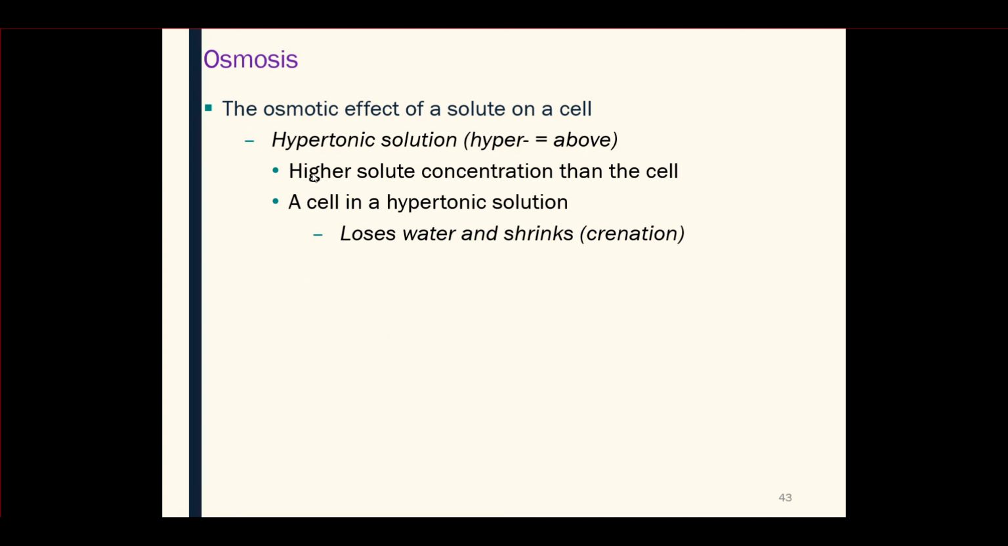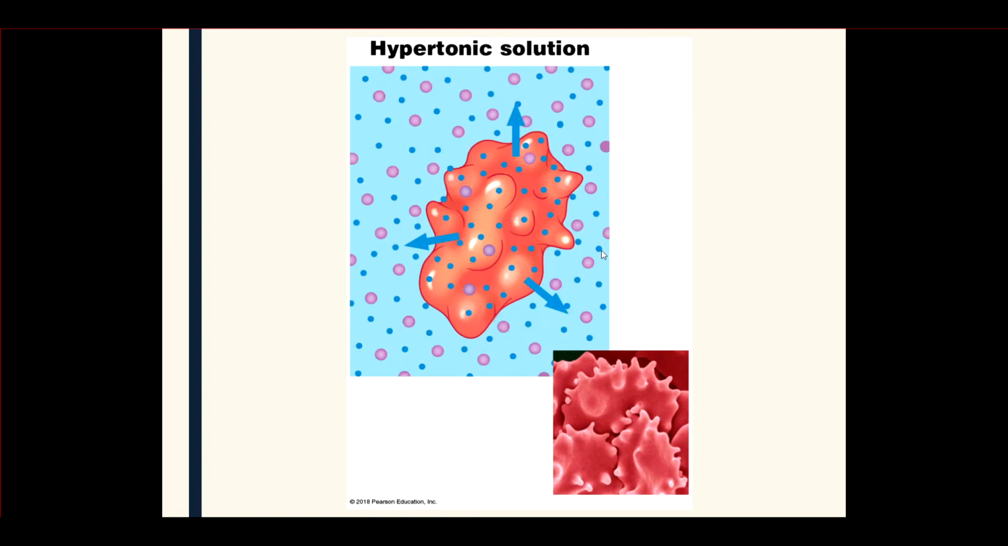So a hypertonic solution is a solution that has a higher solute concentration, right? More salt than what's in the cell. And again, the water will move to where there is more salt, and that causes the cell to lose water and shrink. And again, we call that crenation. Okay, so that's the end of this lesson as far as osmosis.